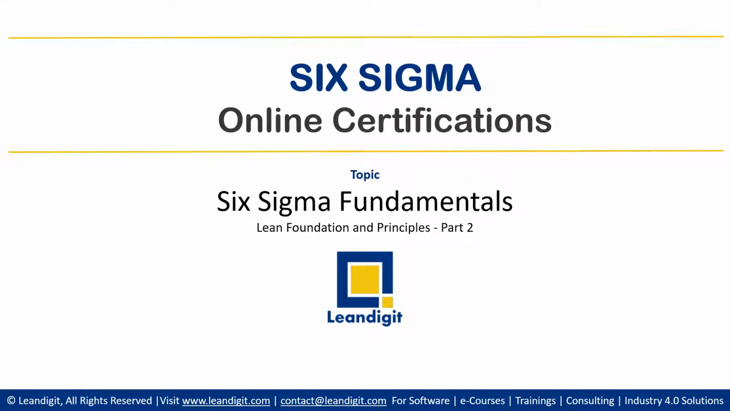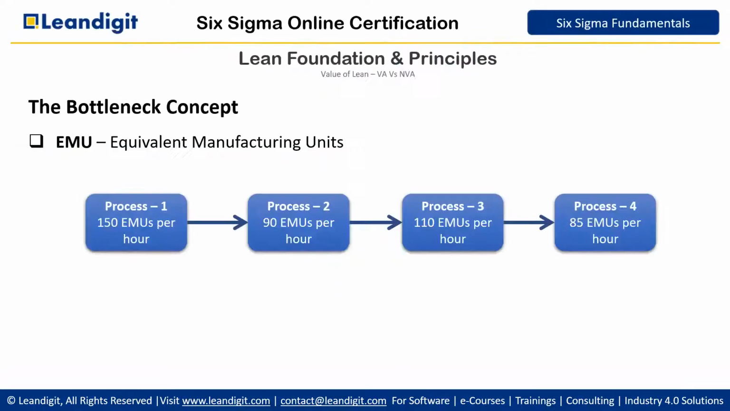We are on the topic Six Sigma Fundamentals, Lean Foundation and Principles, Part 2. We'll talk about the bottleneck concept. For the bottleneck concept, let us first understand EMU, which is Equivalent Manufacturing Unit. Equivalent Manufacturing Unit is the measure of capacity of each process in terms of final product.